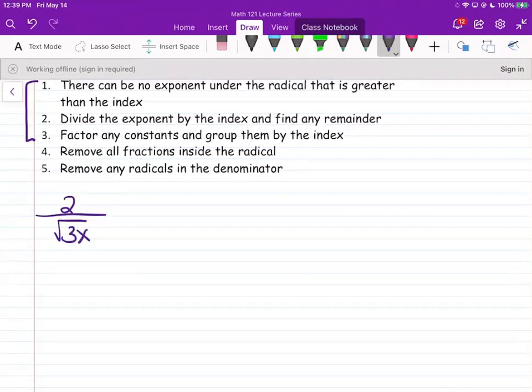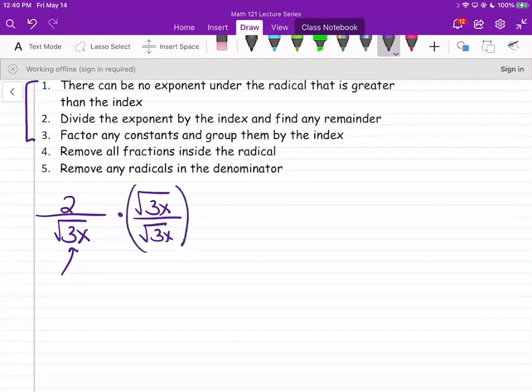with a radical in the denominator, if it's a square root, you simply multiply both the top and the bottom by whatever this square root is underneath. It gets a little more complicated if you get into higher root values, but we're going to focus solely on square roots. Notice this right here is equal to 1. So all we've done is multiply by 1, which changes nothing.